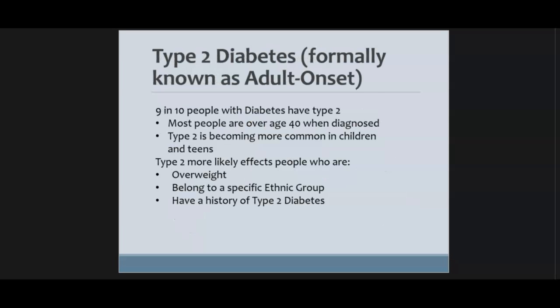So in type 2 diabetes, it's formally known, they used to call it adult onset and juvenile onset for type 1, but those don't really line up as perfectly as they used to. So it's type 1 and type 2. The majority of people with diabetes have type 2. Most people are over the age of 40, but it is becoming more common in kids. Type 2 more likely affects people who are overweight. There are also specific ethnic groups that tend to express it more. And if there's a family history of type 2 diabetes, that increases your likelihood as well.